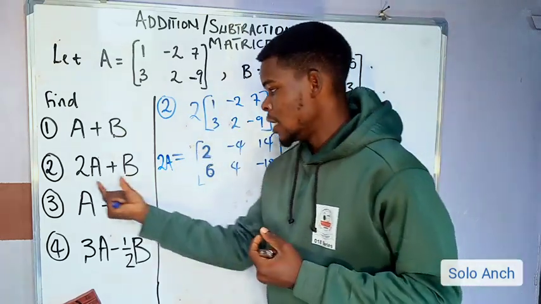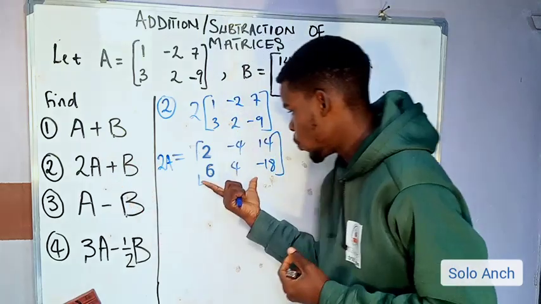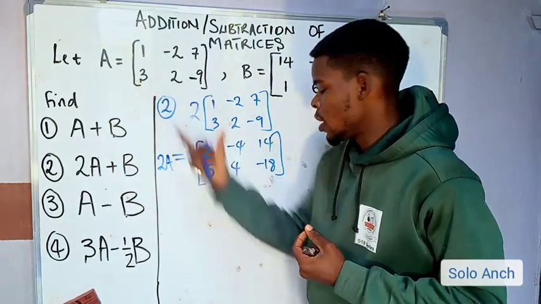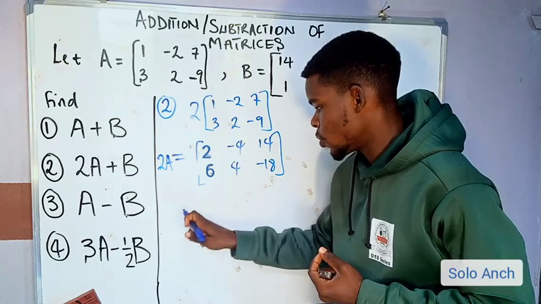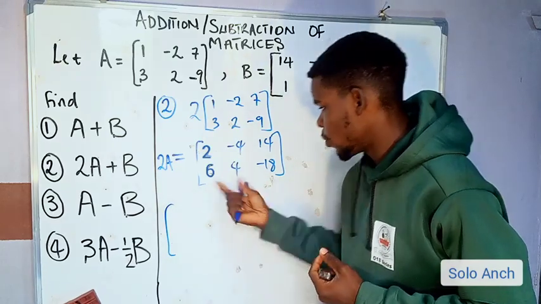Now we want to add this 2 times A with B. So we are going to be adding this one, not the first, rather this one, to B. So that means we're going to have this part. I'm going to write this part down.